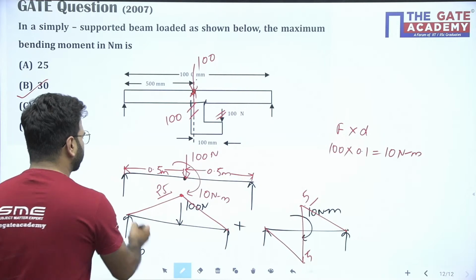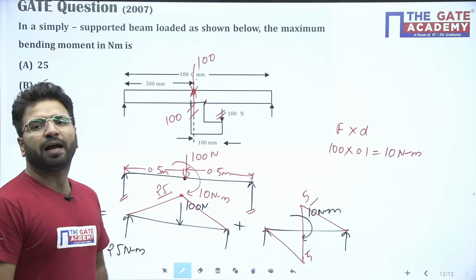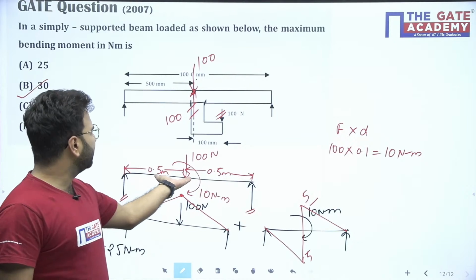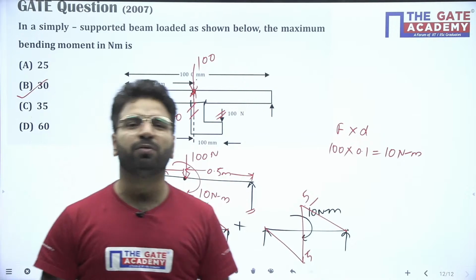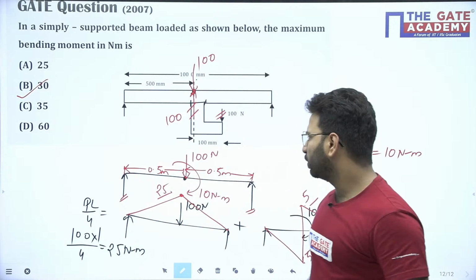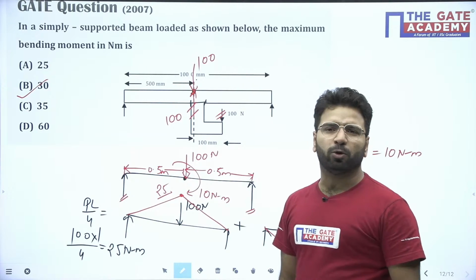Either you can calculate the support reactions first, and then calculate the bending moment, because loads are at the center. So the bending moment will be maximum at the center only, because loads are at the center. You can calculate the bending moment at the center.